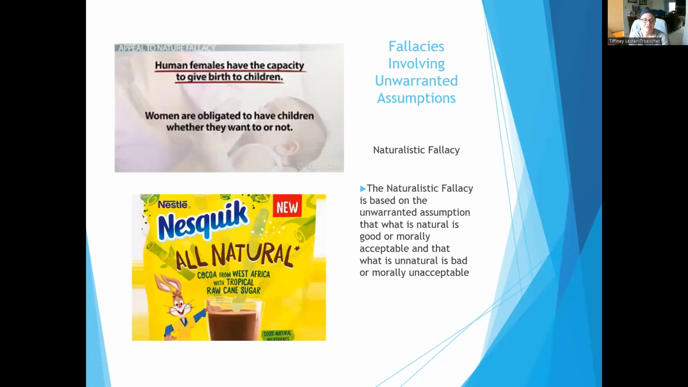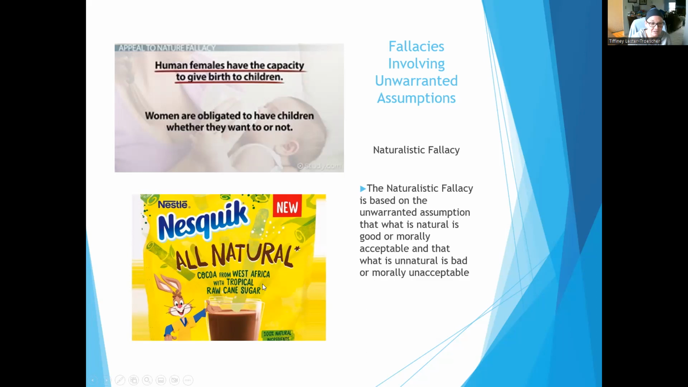Then we have our naturalistic fallacy, which is the assumption that anything that is natural is good or morally acceptable, and that anything that is unnatural is bad or morally unacceptable. I like this example down here because I think that this is often where we fall prey to the naturalistic fallacy, is with food and drinks. So we have Nesquik here, all natural, cocoa from West Africa with tropical raw cane sugar, 100% natural ingredients.